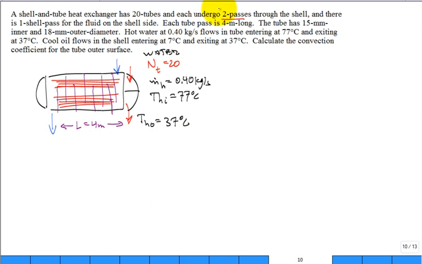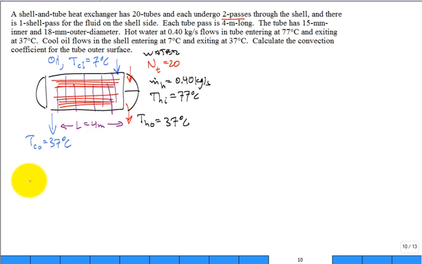Oil is our cooler fluid. It flows on the shell side. The temperature cold in is 7 degrees C, and the temperature cold out is 37 degrees C. Calculate the convection coefficient for the tube outer surface.